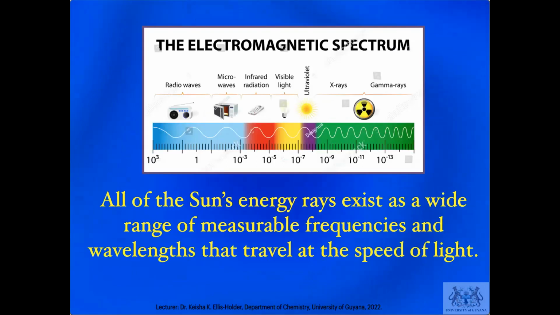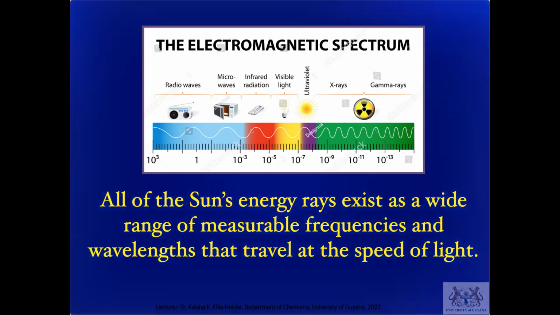All right, so all of the sun's energy rays will exist as part of this wide range of measurable frequencies, and the wavelengths, as we said, travel at the speed of light, and they do so constantly. So there's no fluctuation as they're traveling from the sun to the earth, or from the source to the receiver. There's no fluctuation in terms of speed. However, what fluctuates is the field strength as the transmission is taking place.